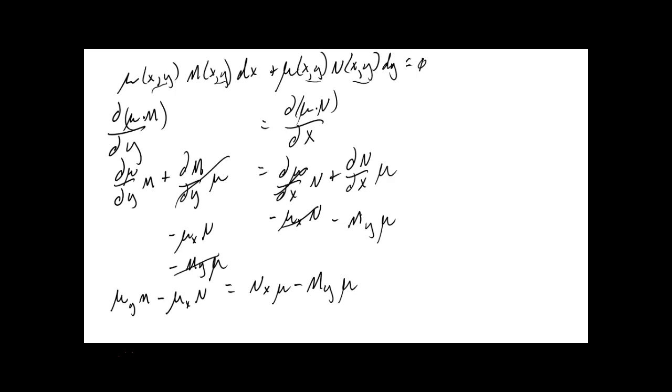Now, they have a real weaselly worded statement at the top of page 69. Although M, N, M sub y, and N sub x are known functions of x and y, we know those. That was part of our original problem. The difficulty here in determining the unknown function, mu of xy, in this form, and its partials, is that we must solve a partial differential equation. Since we are not prepared to do that, because we haven't done that, we make a simplifying assumption. Let's suppose that mu is a function of one variable.